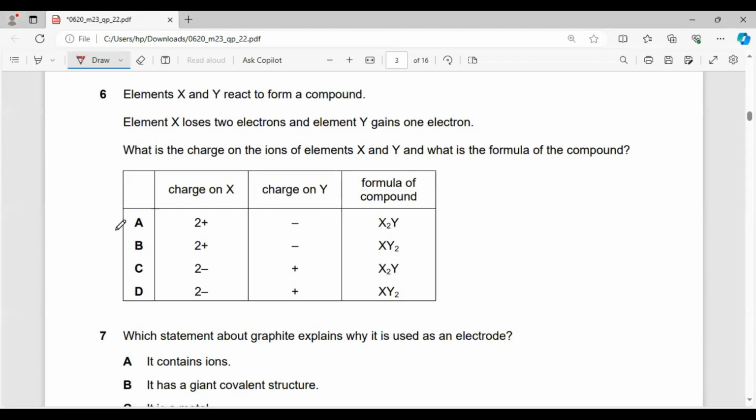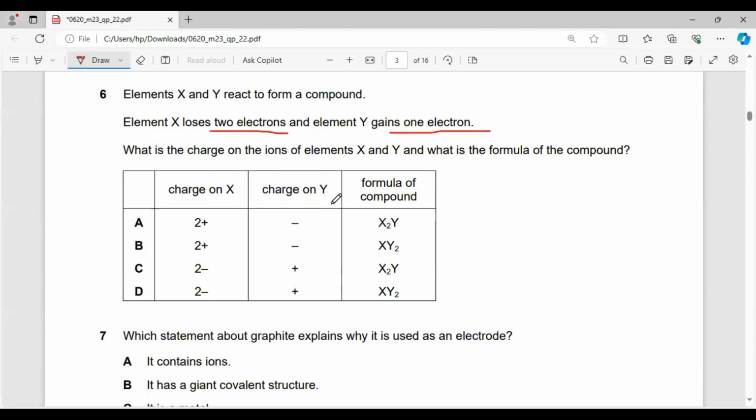Elements X and Y react to form a product. Element X loses 2 electrons and element Y gains 1 electron. What is the charge on the ions of elements X and Y, and what is the formula of the compound? In the question itself, they have said that X loses 2 electrons. When an element loses electrons, it gains a positive charge. So we have A and B, two options where X has a positive charge.